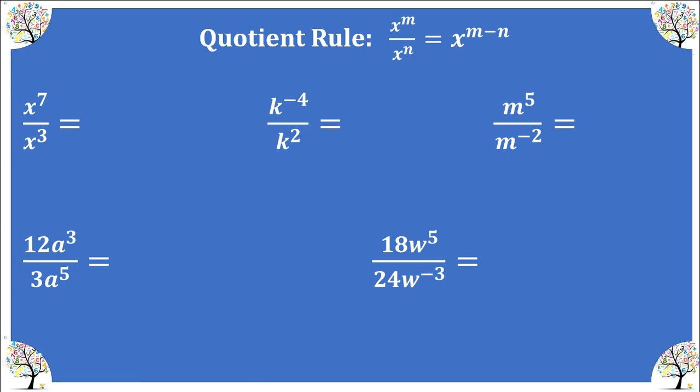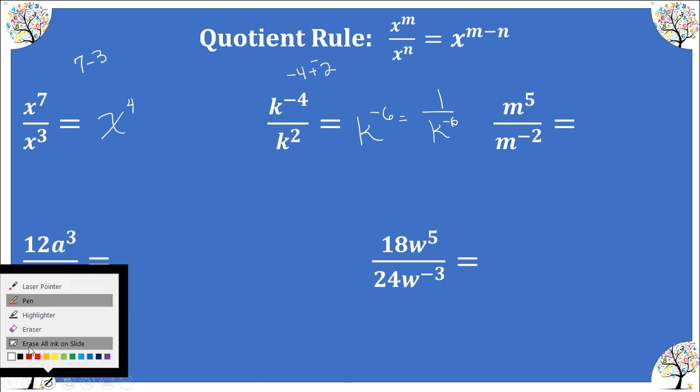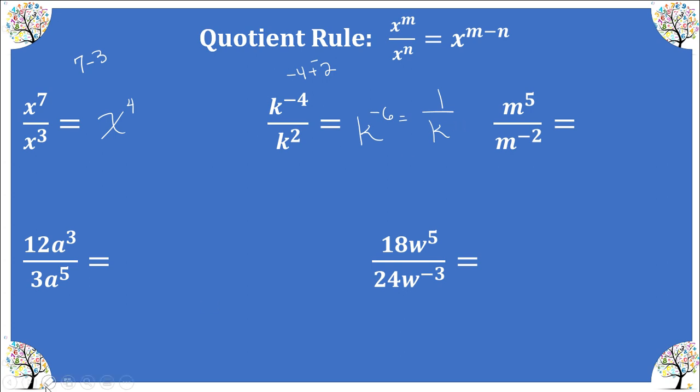Let's do these together. So we're not going to expand, we're just going to apply the rule. So every time I'm going to do my scratch work, 7 minus 3 gives me 4. Our next one, we have k. So we have negative 4 minus 2. Keep, change. That gives us k to the negative 6. We must simplify the negative on the exponent. And when you move the factor to the opposite location, we must take off the negative. That's the whole point. So k to the negative 6 is the same as 1 over k to the 6.